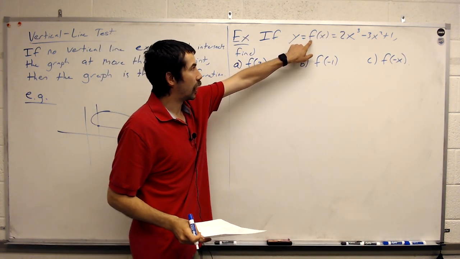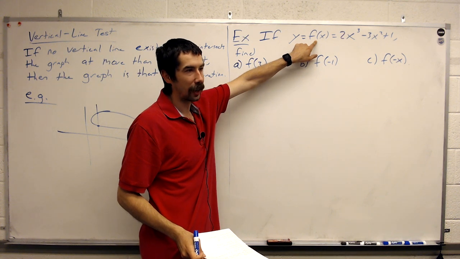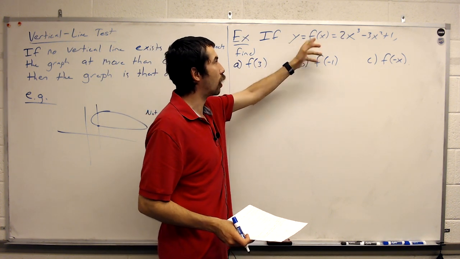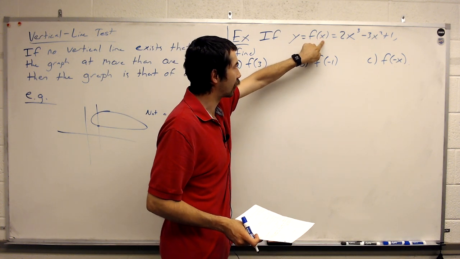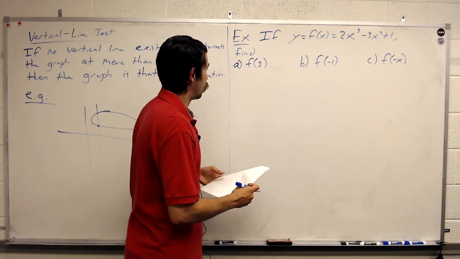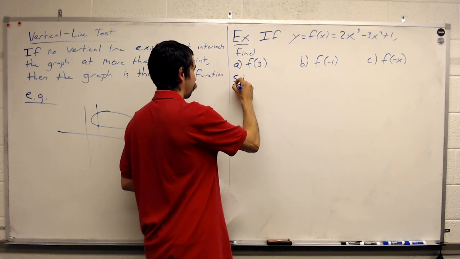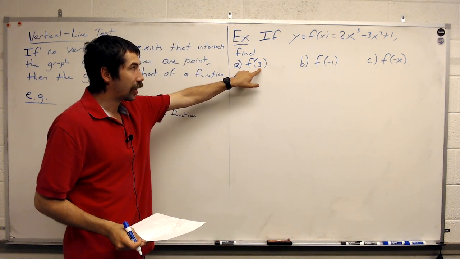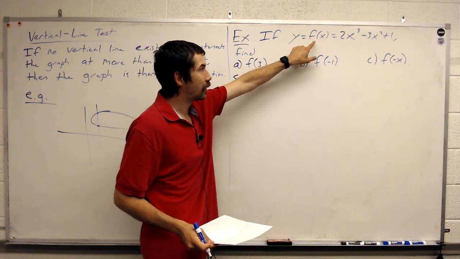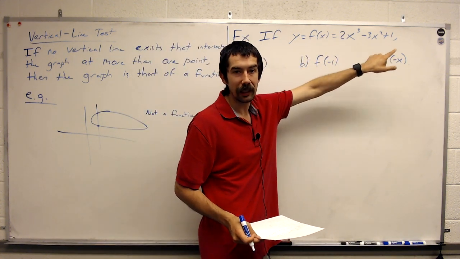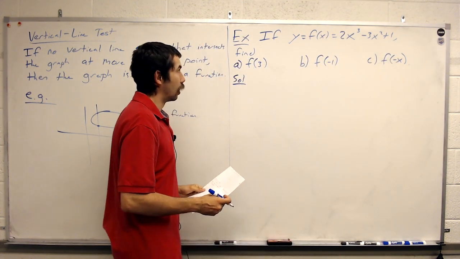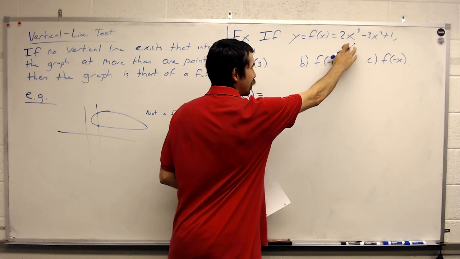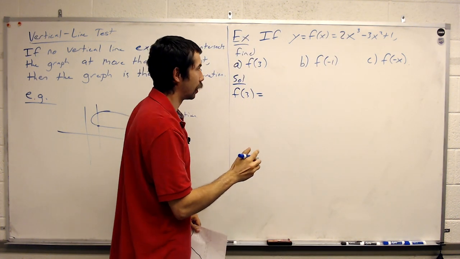All right, this notation, I know parentheses sometimes means multiplication, but when it's with a letter like f or g, it means we're doing a function. So this is a function of x. All right, so to get f(3), this is saying wherever we see an x, we're going to replace it with 3. So f(3), wherever we see an x, replace it with 3.